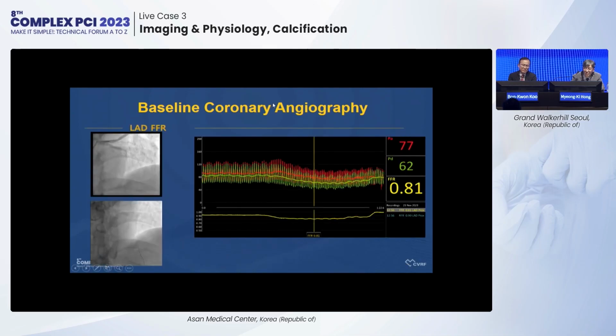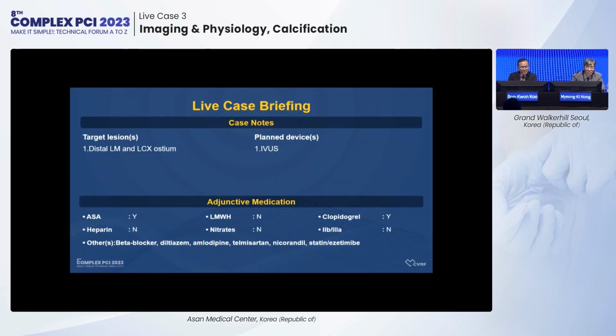We checked the LAD FFR because of the proximal LAD ISR. After hyperemia, the FFR decreased to 0.81. So our target lesion is the distal main and the left circumflex ostium.